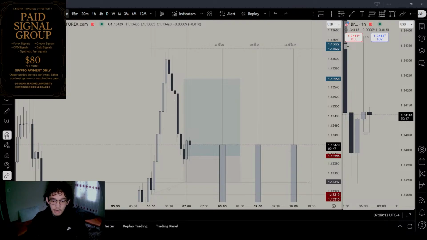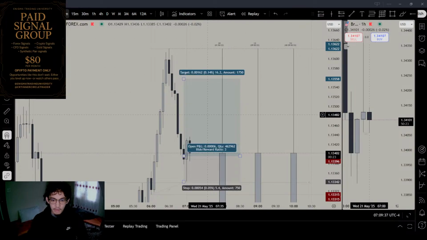Pretty shitty stop loss. I mean, pretty shitty entry here, man. It got us cooked. So we have our entries at 39.96, 39.92. At least it's around it. It's not too far ahead. I'm just gonna go for a 3 RR. That's all I'm going for.